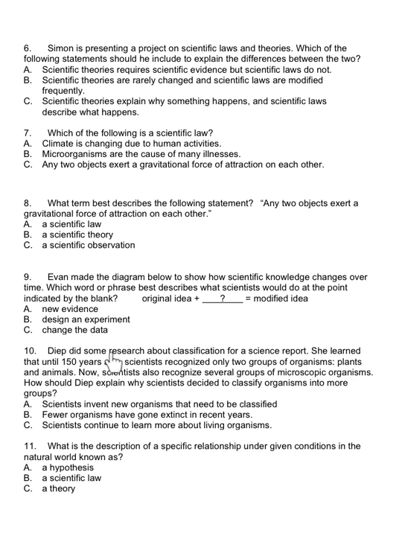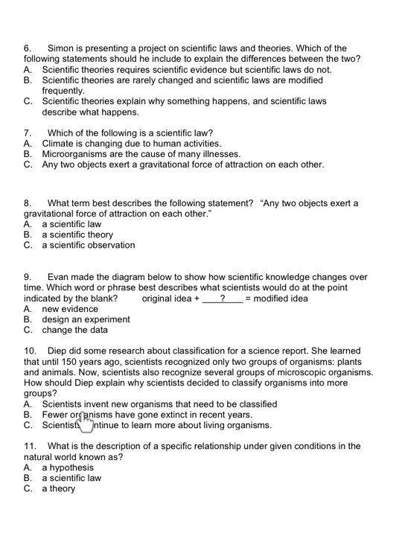Number 10. Dieppe did some research about classification for a science report. She learned that until 150 years ago, scientists recognized only two groups of organisms, plants and animals. Now scientists also recognize several groups of microscopic organisms. How would Dieppe explain why scientists decided to classify organisms into more groups?